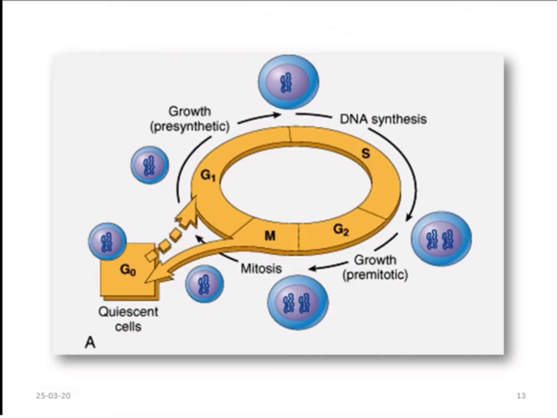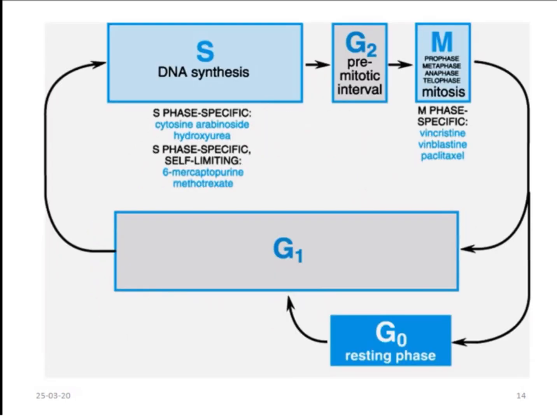This is one more diagram which talks about a similar thing, like G1 phase, S phase, G2 phase, M phase, where mitosis is happening, DNA synthesis is happening, and growth is happening in that particular phase. G0 is also shown. Now here is another diagram which talks about the G0 phase, G1 phase, S and G2M phase. Here some drugs are also written, those drugs which are actually inhibiting these particular phases.